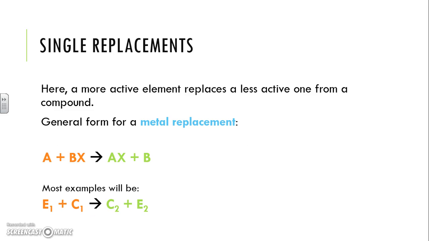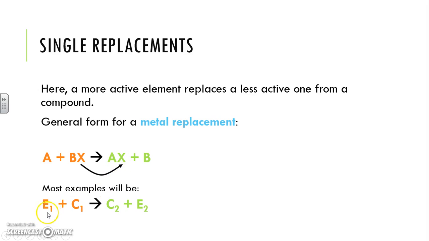Single replacement reactions are the next type of reaction, and within single replacement reactions we can consider a couple different types. We can consider metal replacement reactions and also halogen replacement reactions. First, we're going to consider metal replacement. In a metal replacement, you have an element A plus a compound BX, and A actually steals X away from B, and we make a new compound, AX, and then we have B left over. And so you can see that there's kind of just been a little bit of a flip-flop where the X has moved from the B to the A.